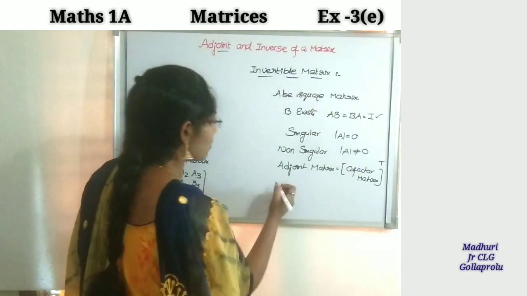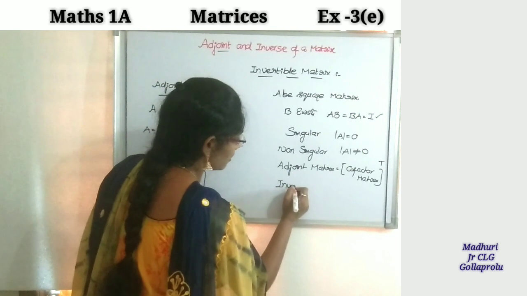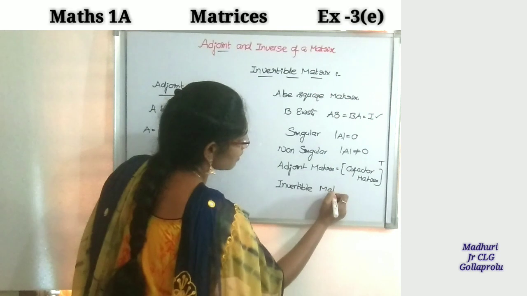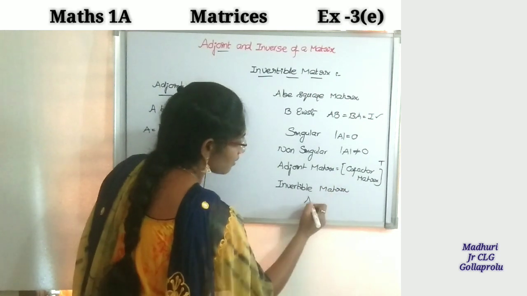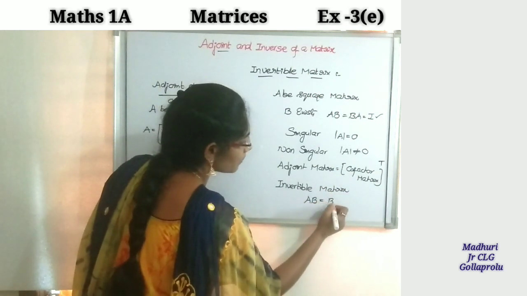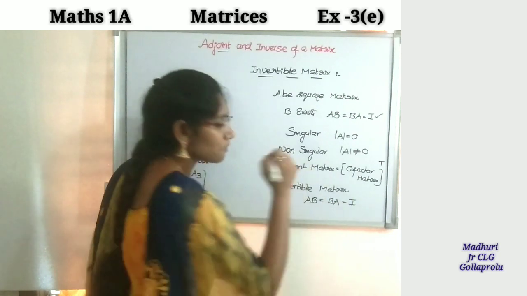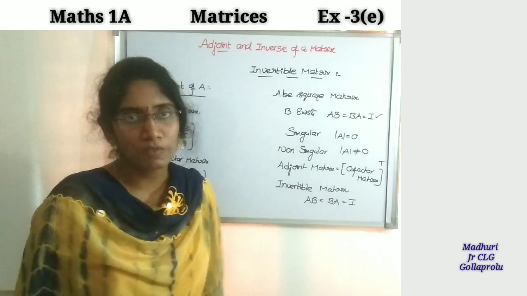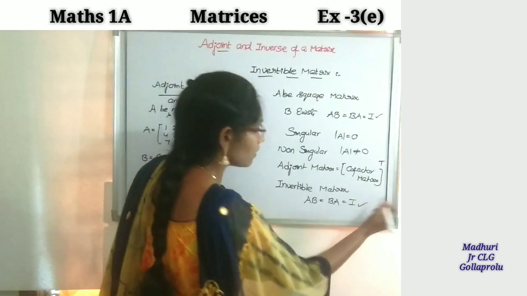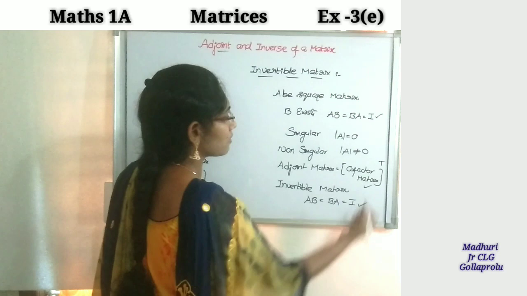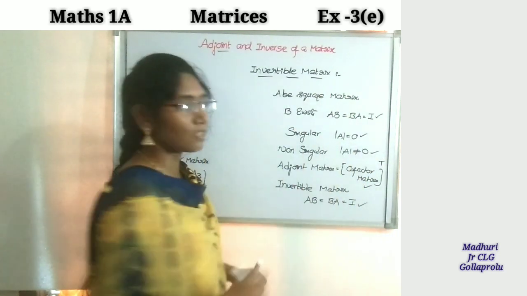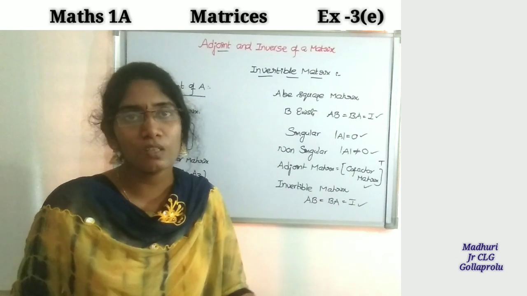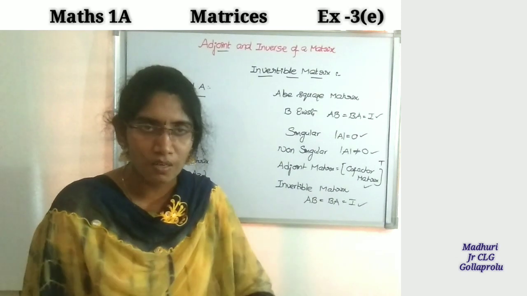And the last definition, invertible matrix. A matrix A is said to be invertible if there exists a matrix B such that A into B is equal to B into A is equal to I. Okay, this is the definition of invertible. This is the adjoint matrix. This is non-singular. This is singular. Now by using this knowledge we can solve all the problems of exercise 3. Okay, now let us start exercise 3.